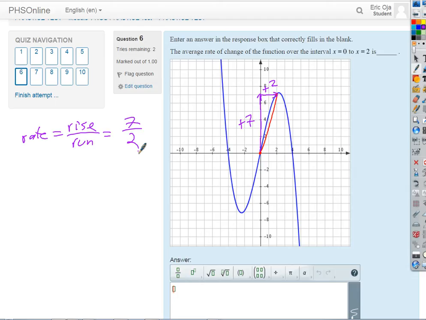Can I reduce that? I can't, right? There's no number that goes into 7 and 2. Do I want to write it as a mixed number? No way. No mixed numbers. That's middle school stuff, right? No mixed numbers. We just write it like that. Okay. What if it had been 2/2? How would I simplify that? 1. Okay. Make sense? That's it for that one.